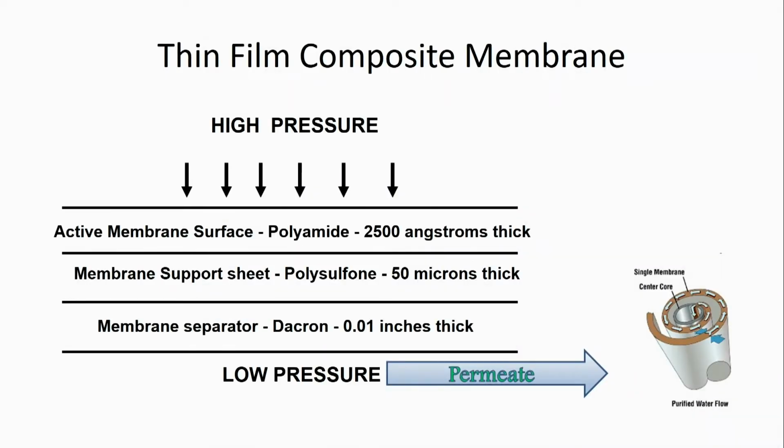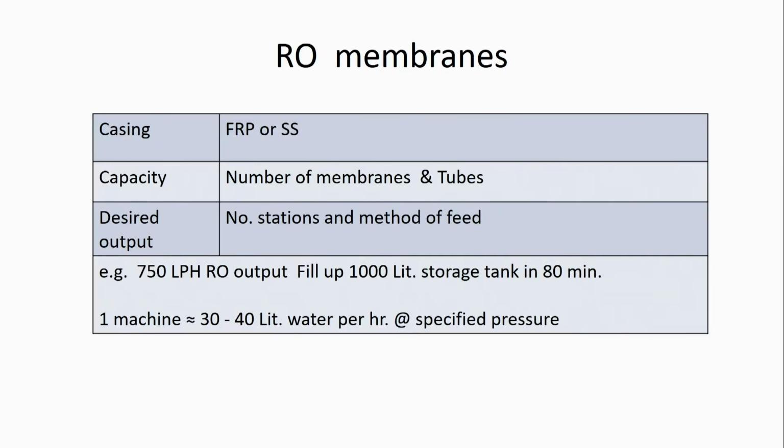These membranes are thin film composite membranes with an active membrane surface of polyamide, which has a thickness of 25 angstrom, that is just 2.5 nanometers, a membrane support sheet of polysulfone, which is 50 microns thick, and a membrane separator made of dacron. High pressure is applied to one side, and from the other side permeate comes out through a central channel. This sheet of membrane is rolled to form a cylinder, and they are put in a vessel, again made of FRP, that is fiber reinforced plastic, or stainless steel.